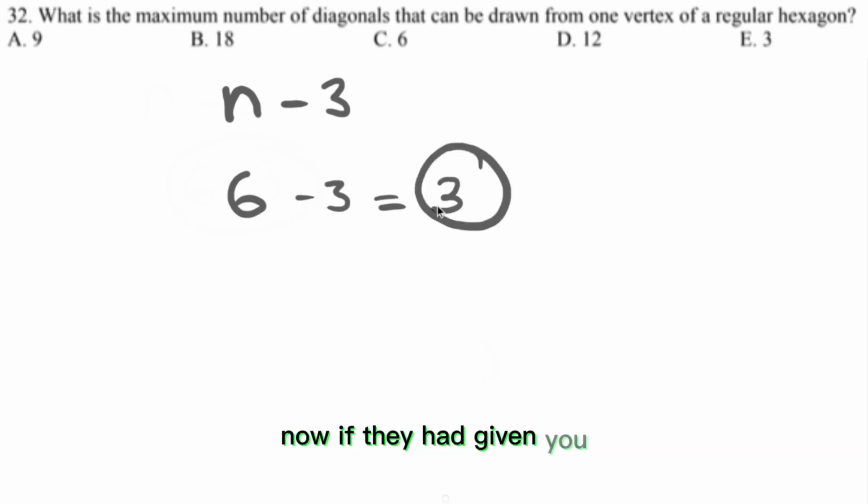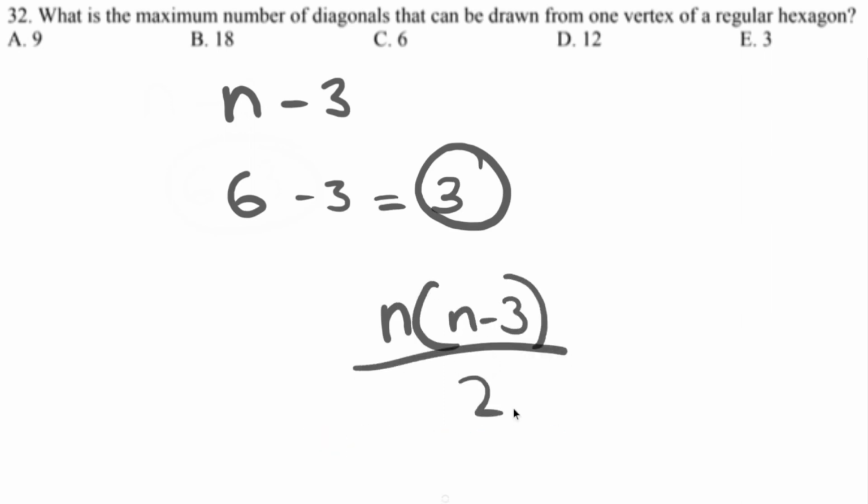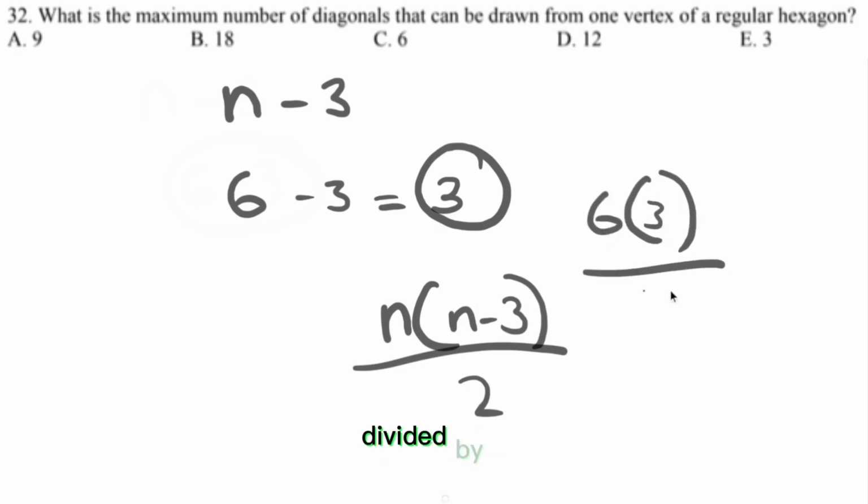Now, if they had given you what's the total number of diagonals, it's n times n minus 3, divided by 2. So in this case, hexagon, right? So it would be 6 times 3, which is 18, divided by 2, and that gets you 9. So 9 is the total amount of diagonals. But 3 is your answer.